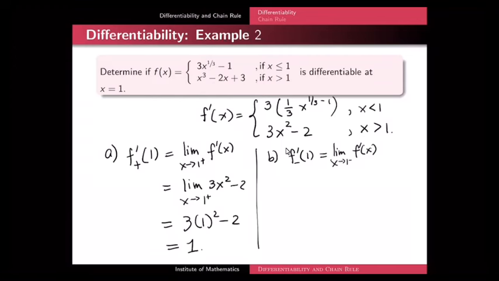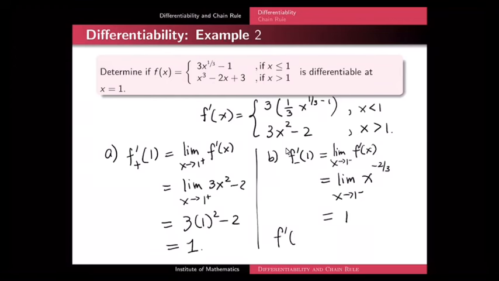Okay, 1 from the left, so we'll be using this function. Hence, this is equal to the limit of, again, we want x to approach 1 from the left, so we'll be using this. So if you simplify this, 3 will cancel. 1/3 minus 1 is negative 2/3. So this is simply equal to the limit of x raised to negative 2/3 as x approaches 1 from the left. And this is equal to 1.